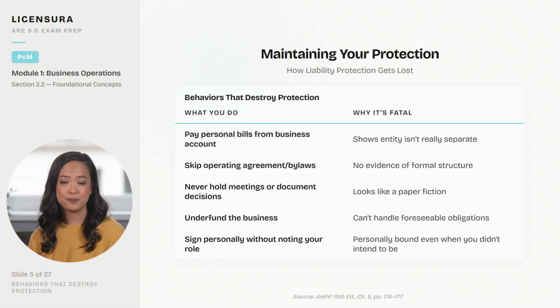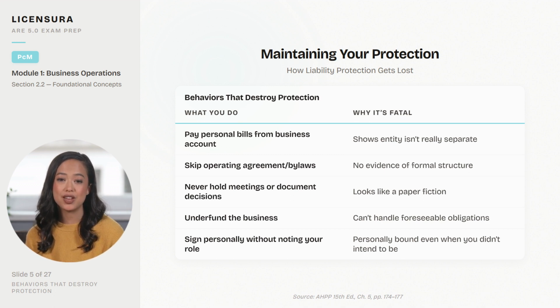Paying personal bills from the business account. That shows the entity isn't really separate from you. Skipping your operating agreement or bylaws. Now there's no evidence you ever set up a real formal structure. Never holding meetings or documenting decisions. Your entity starts looking like it only exists on paper. Underfunding the business so it can't handle foreseeable obligations. And here's one people miss. Signing contracts personally without noting your role. You write John Smith instead of John Smith, member of Smith Architects LLC. And suddenly, you're personally bound even though you didn't mean to be.